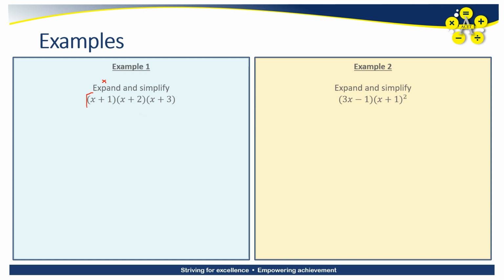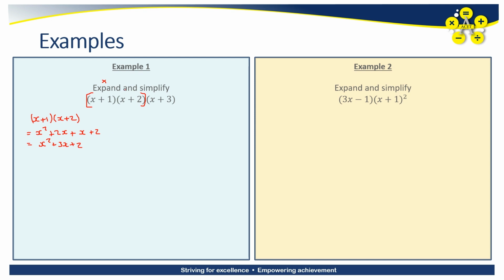So what I'm going to do is just focus on these first two brackets here, and I'm going to multiply them together first. So I'm going to go x plus 1 multiplied by x plus 2. And we know how to deal with double brackets from our prior learning. So x times x is x squared, x times 2 is 2x, 1 times x is 1x, and 1 times 2 is 2. That simplifies down to x squared plus 3x plus 2.